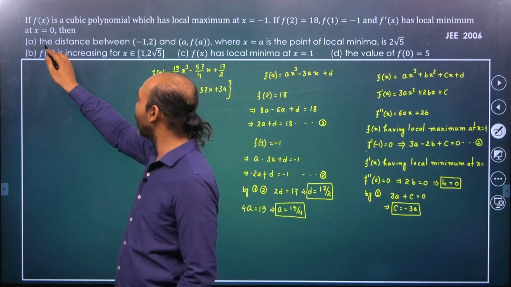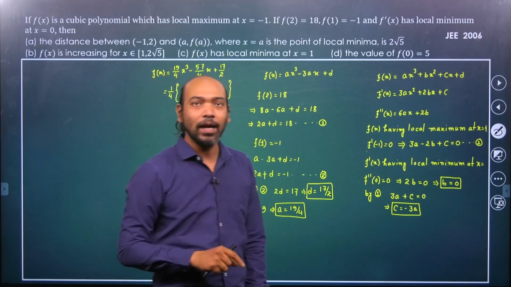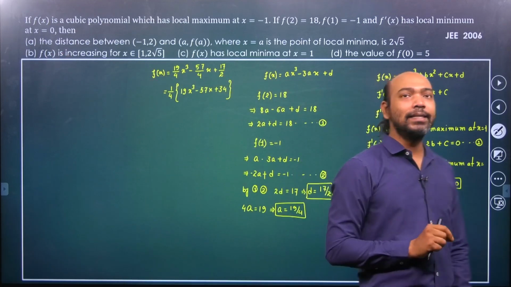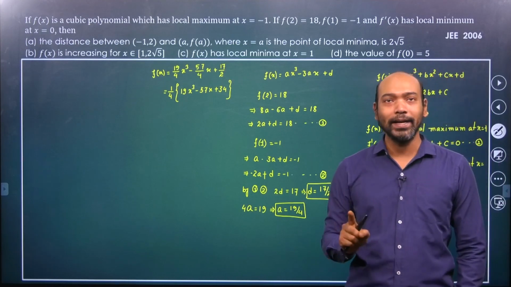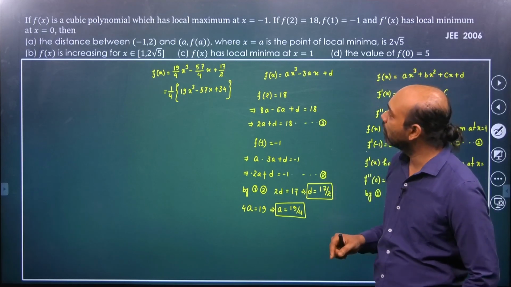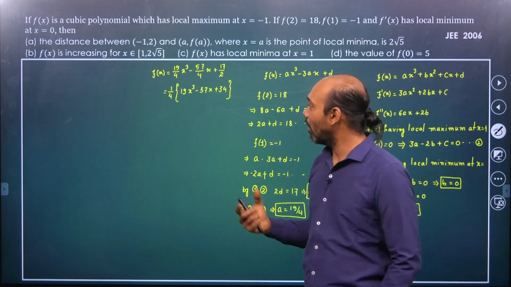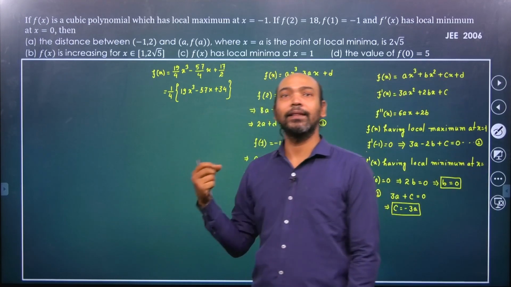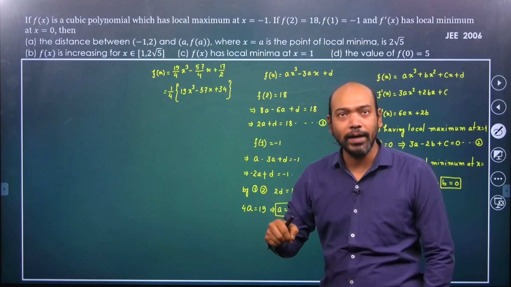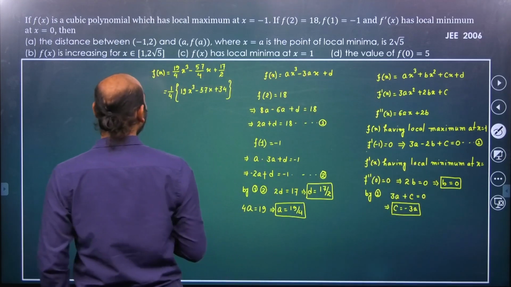So first we look at the first option. It says that we are having the distance between minus 1 to a point, and that a and f(a), where a is the local minima. So therefore, for this function, we need to calculate the local minima, right? So that's it. Let's go ahead. So find the local minimum.